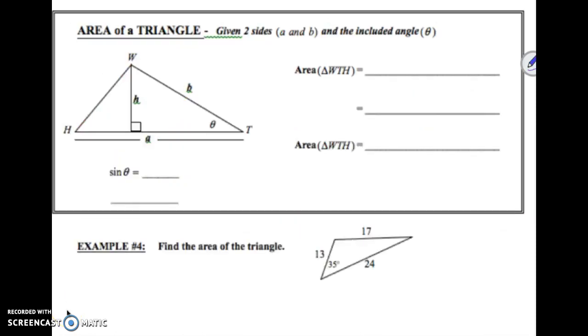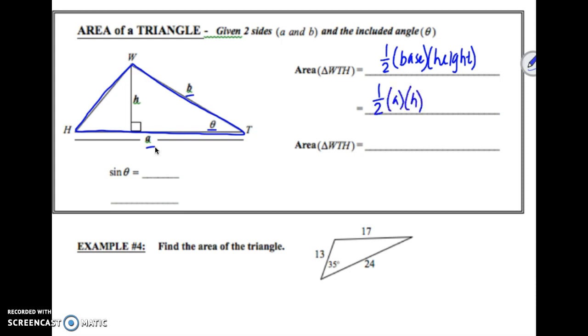Next, we're going to learn how to find the area of a triangle when we're given two sides, a and b. We must be given a and b and then also an angle theta. Find the area of triangle WTH, this entire triangle. We know the area formula for a triangle is just 1/2 times base times height, which is just equal to, since our base is the longer length on the bottom, we know our base is equal to a, and our height is just labeled h. So 1/2 times a times h.